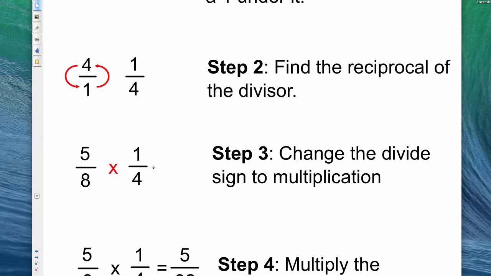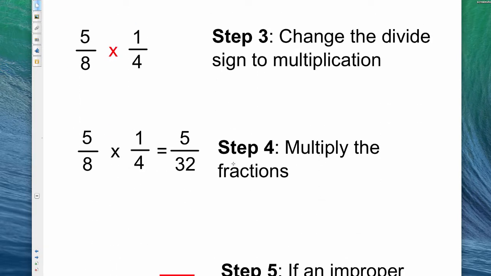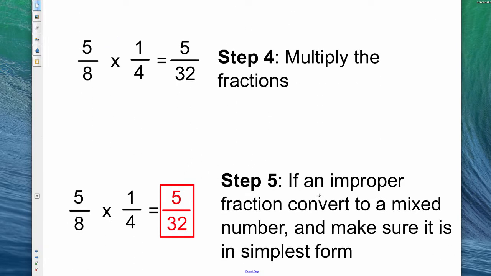Step 3, we change our divide sign to a multiplication sign. Now we have 5/8 times 1/4. Step 4, we multiply. So we multiply the numerators together and the denominators together, and we end up with 5 over 32.